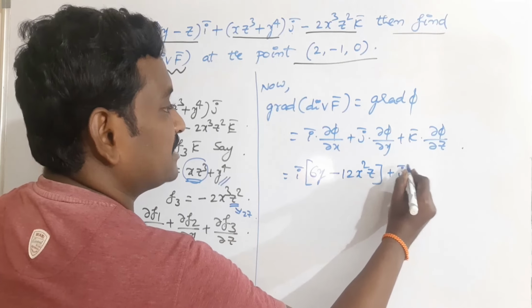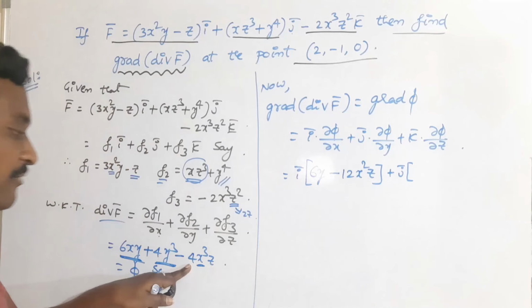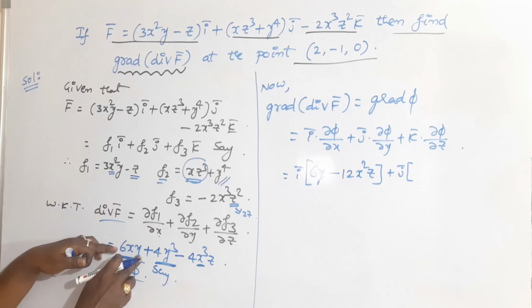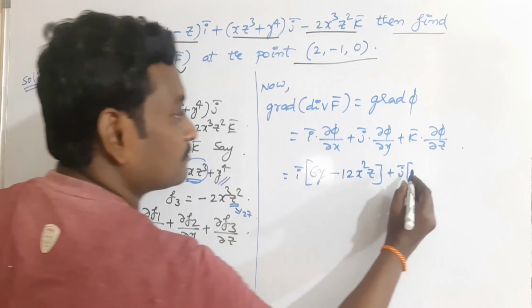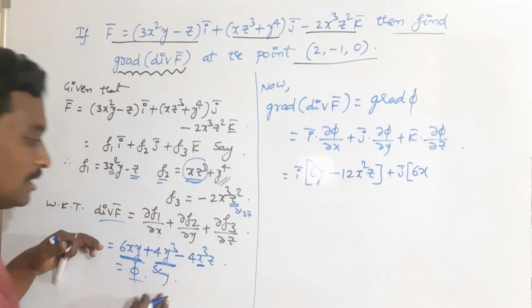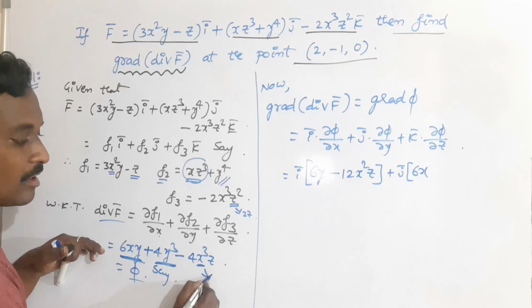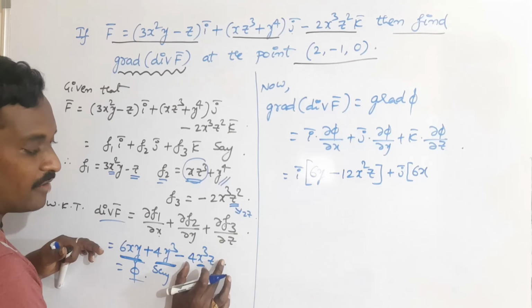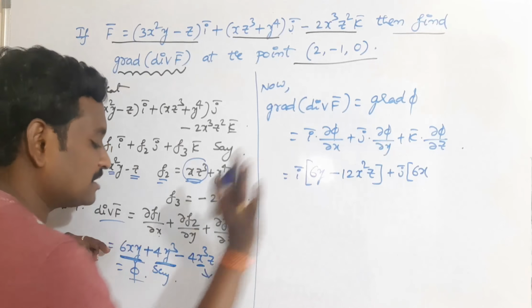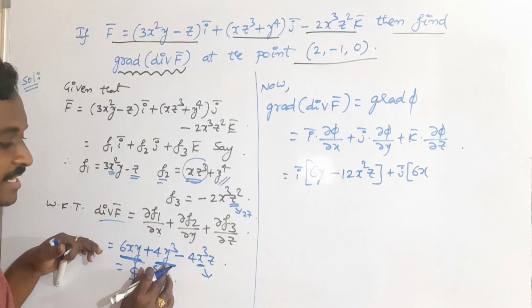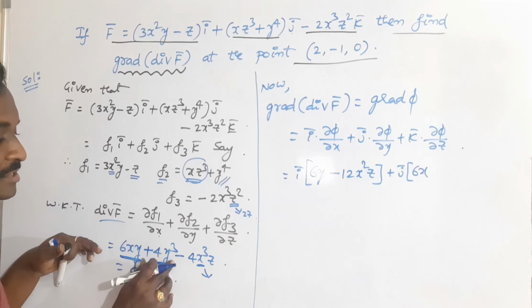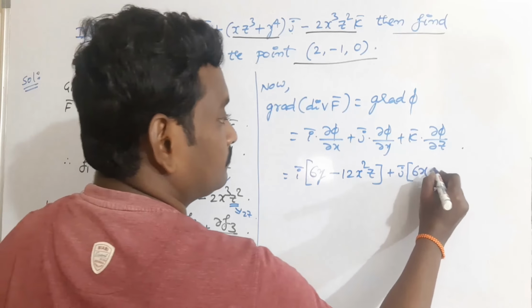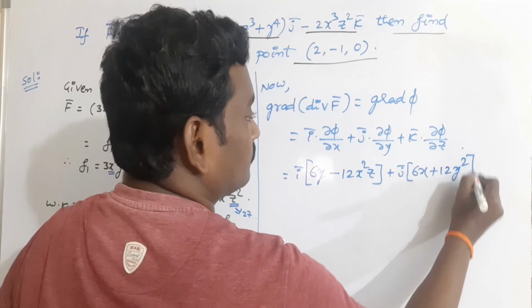Plus j bar into dou phi by dou y now. The partial derivative of 6xy with respect to y is 6x. The last term becomes completely constant because it does not contain y, so the partial derivative of the last term with respect to y is 0. See the middle term. It has 4y cube, whose derivative with respect to y is 3 4s are 12, 12y square.